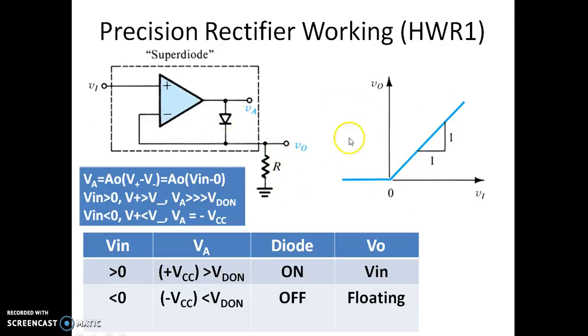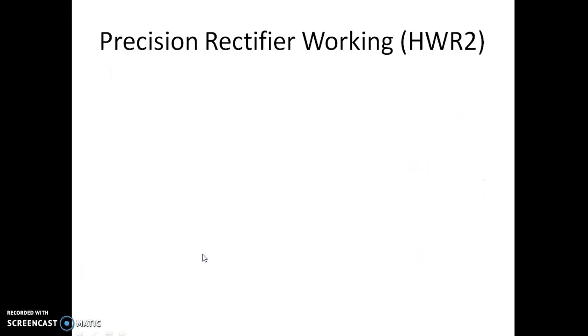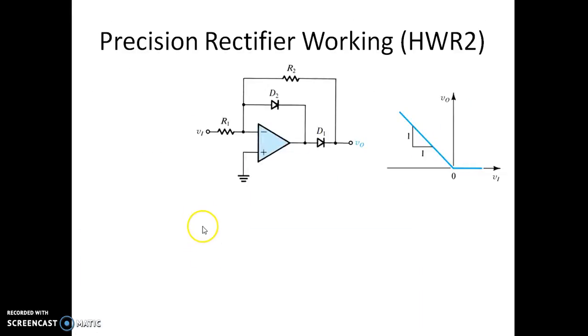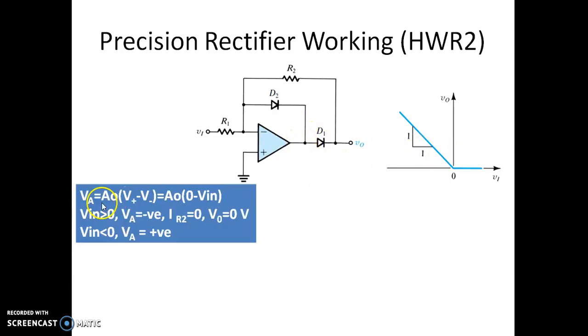Now in this precision rectifier, which is a half-wave rectifier, we have one disadvantage: the output floats when the input voltage is negative. This will be overcome in the modified circuit, as shown over here. So this is again a precision half-wave rectifier, second type. You can see we are using an op-amp and two diodes now. Let us see how this will work.